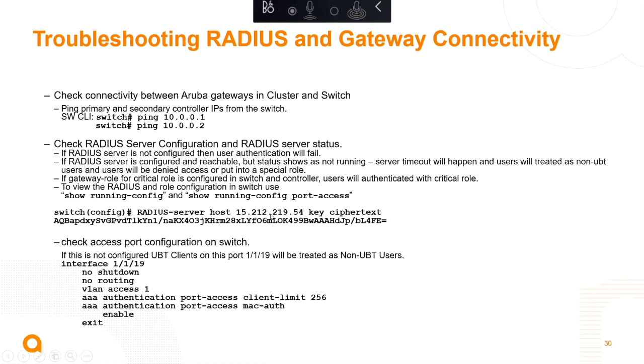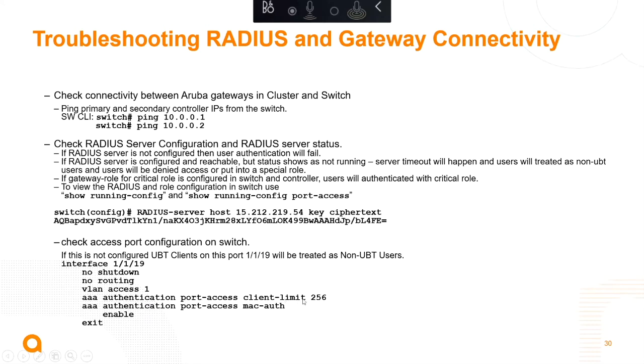We can also ping the radius server from the switch and see whether it is reachable. We also need to see whether the radius server configuration on the switch is correct, whether the IP address is mentioned correctly, as well as whether it is reachable. We can enable the tracking and see whether it's pinging. Clients will be connected to the access port on the switch.